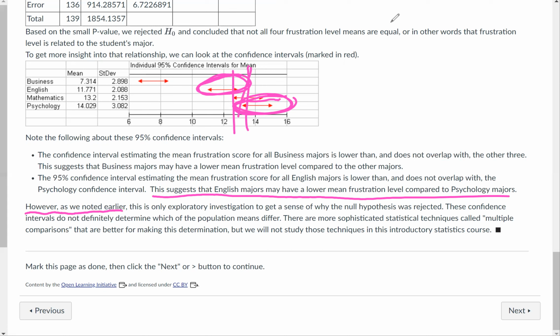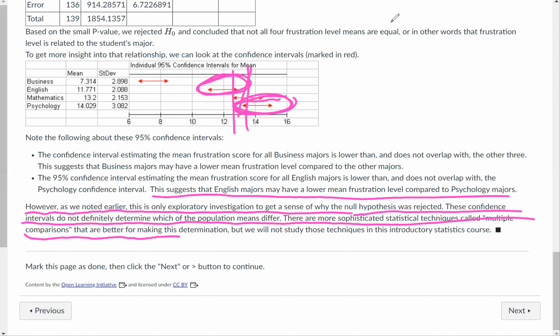However, as we noted earlier, this is only an exploratory investigation to get a sense of why the null hypothesis was rejected. These confidence intervals do not definitely determine which of the population means differ. There are more sophisticated statistical techniques called multiple comparisons that are better for making this determination, but we won't study those techniques in this introductory statistics course.